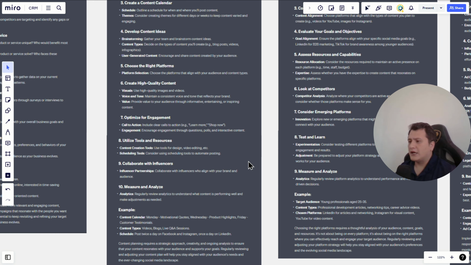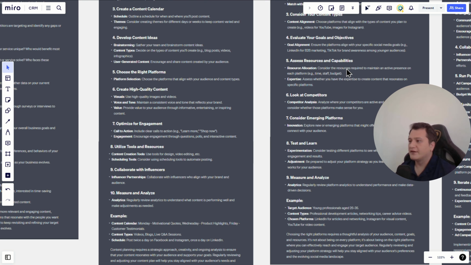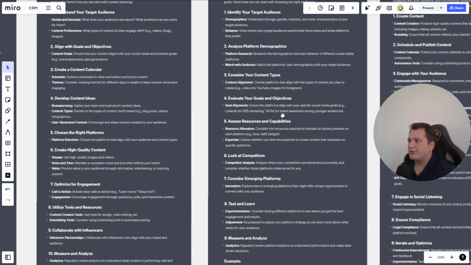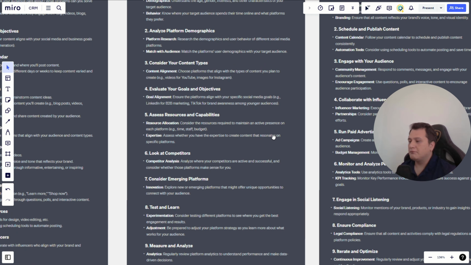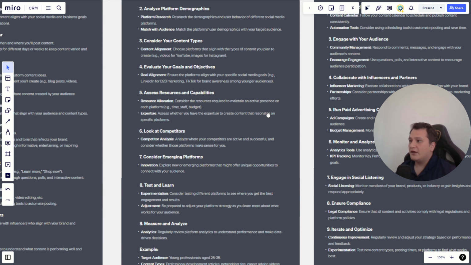Create high quality content, optimize engagement, utilize tools and resources. Clearly, this is one of our priorities. So these are the basic recommendations: when you're creating a video, have good visuals, an incredible voice, and a developed proposition. The content is key. Then we can consider the content types, the resources, and the expertise that we have. Then we can align our goals with our KPIs.